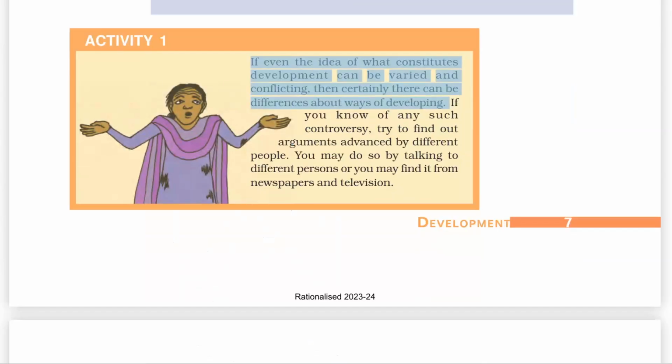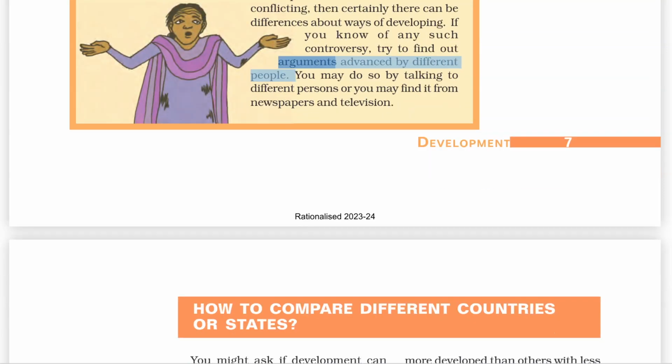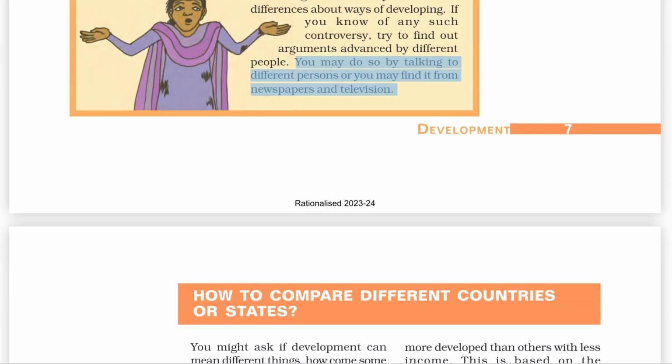Let's work these out. If even the idea of what constitutes development can be varied and conflicting, then certainly there can be differences about ways of developing. If you know of any such controversy, try to find out the arguments advanced by different people. You may do so by talking to different persons, or you may find it from newspapers and television.